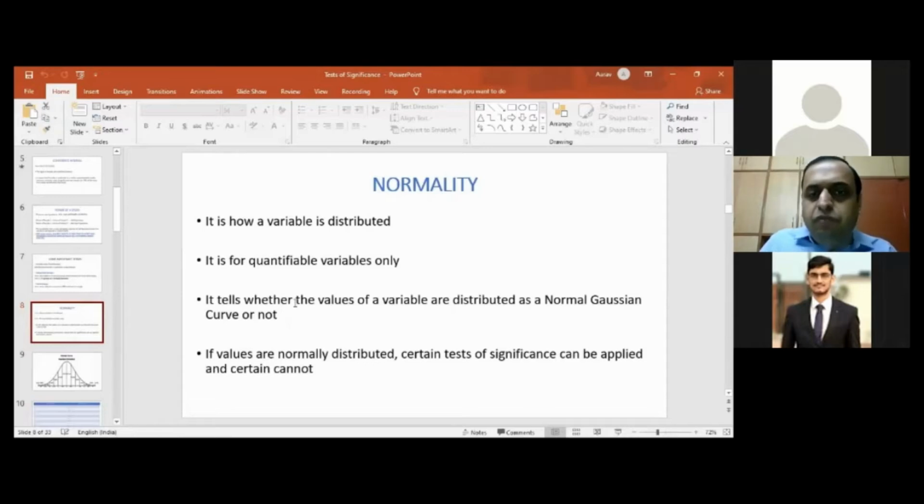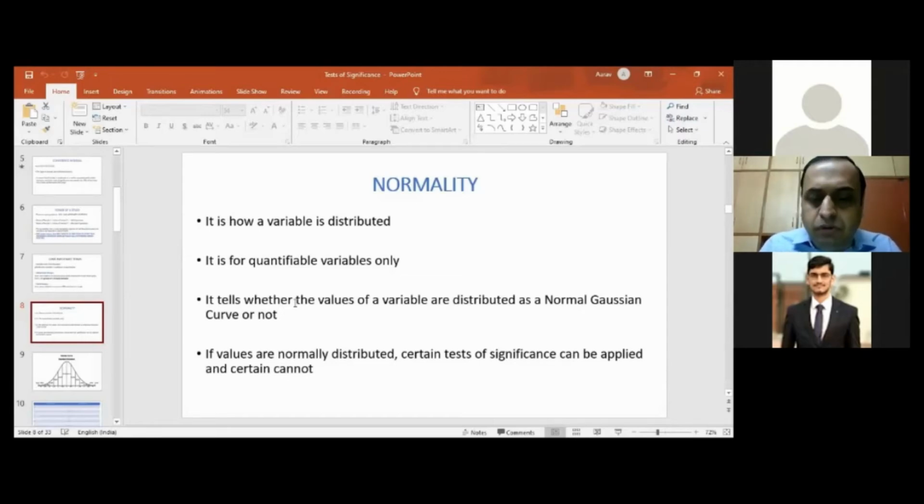Now, normality, what does it tell? It just tells that suppose the researcher has collected 100 hemoglobin samples, it will tell whether these 100 values are distributed normally or not normally. Normally means a normal Gaussian curve, or are these values not following the normal Gaussian curve? This is what normality tells. And why is it important? Because if the values are following a normal distribution, then there are certain tests of significance which can be applied, and there are certain which cannot be applied, which we'll discuss in subsequent slides.